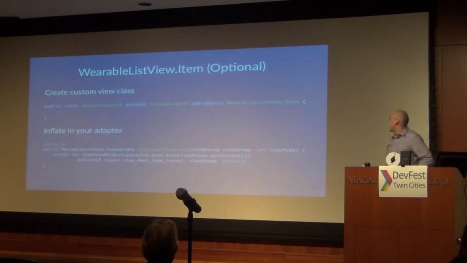All right, so you would take this interface, just make some custom view class. It can be whatever kind of layout class you want it to be. And you just inflate this in your adapter.